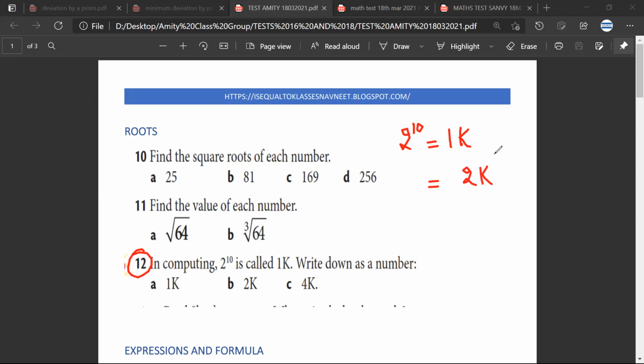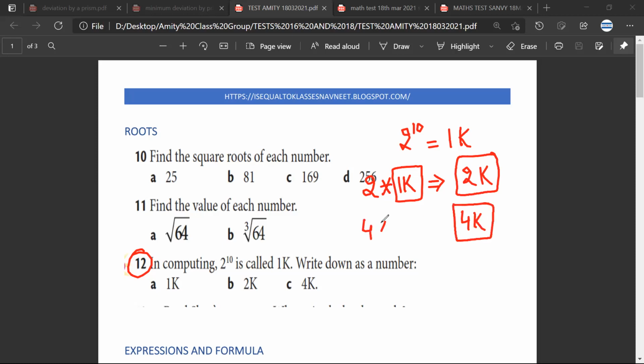Okay. Let me ask this. How do you get 2k? Do you get 2k by multiplying 2 by 1k? Am I correct or not? Yes sir. And how do I get 4k? Do I get 4k by multiplying 4 with 1k? Am I correct? Yes sir. Sanviji, any doubt? No, sir.